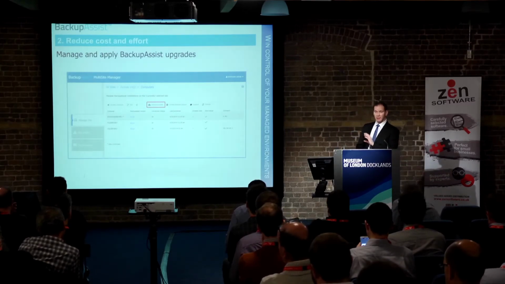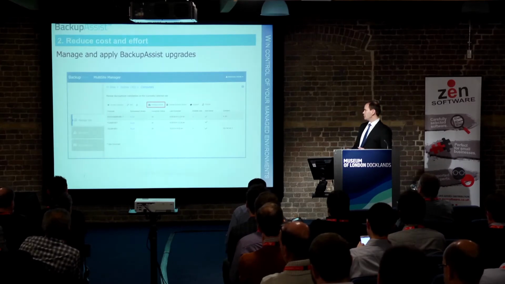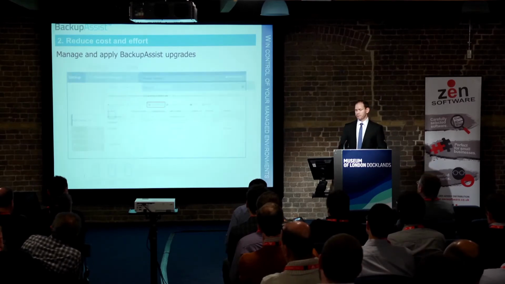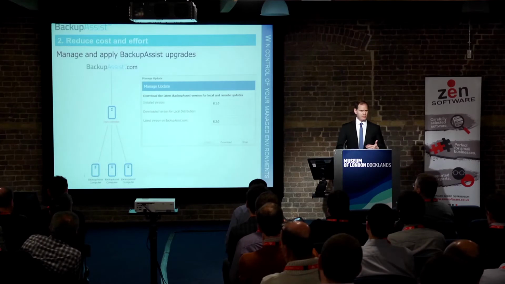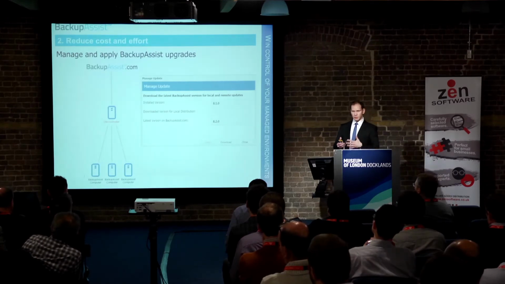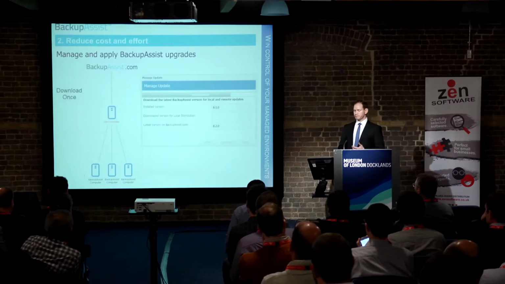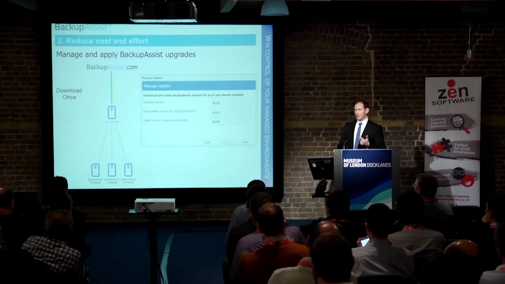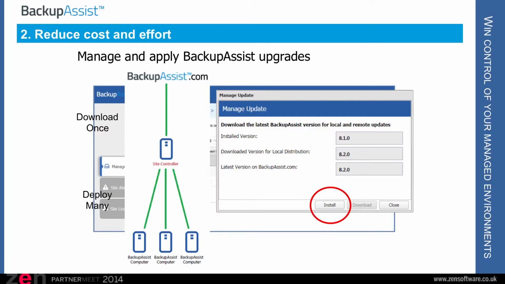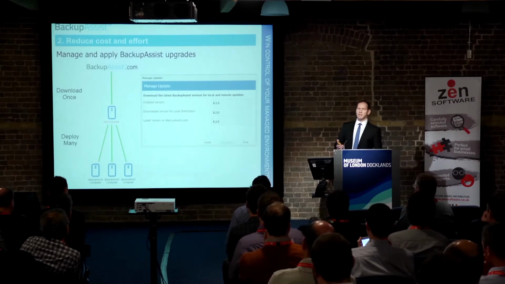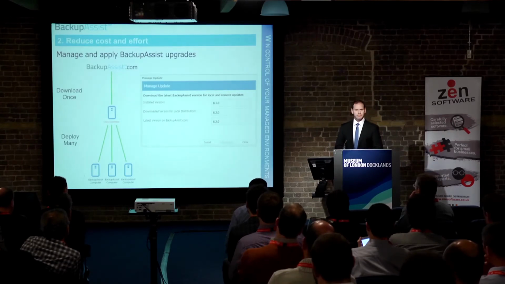But then if you do see any machines that are out of date and you want to apply an upgrade, you do that, and it's managed through the site controller. So you click the Manage Update button there, and this is how it works. Basically, for the site controller, you download the latest version of BackupAssist to the site controller, just the one time. And then once you've got that version on the site controller, you can just deploy it throughout the site. Now, because you are downloading it to the site controller, and it's up to you when you do this, it means you can apply different versions to different sites if that's appropriate.